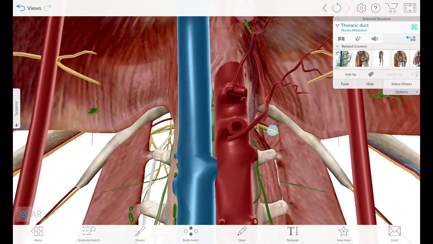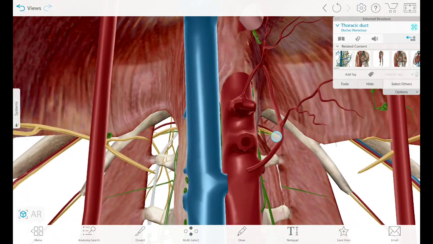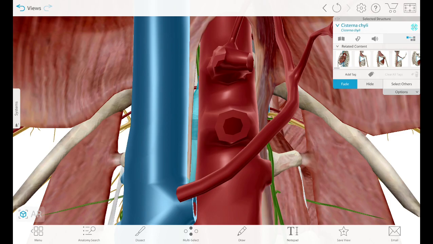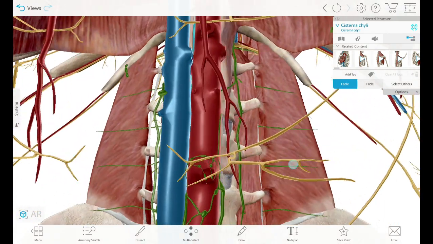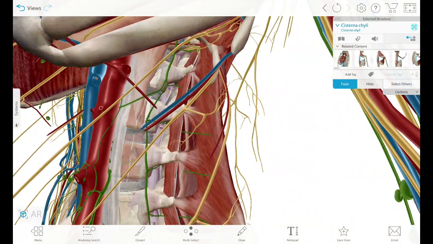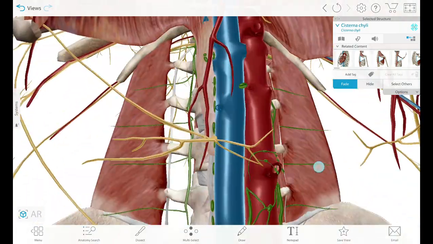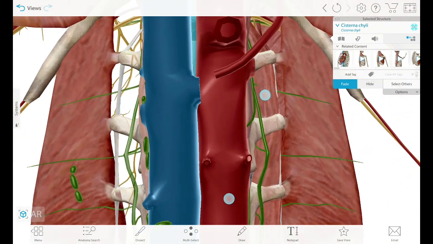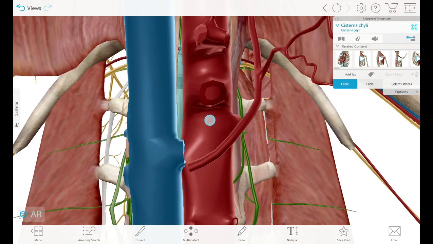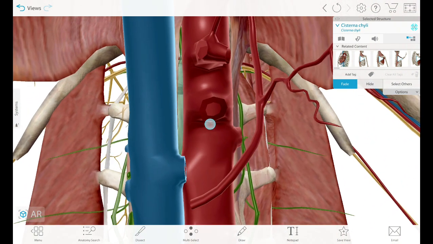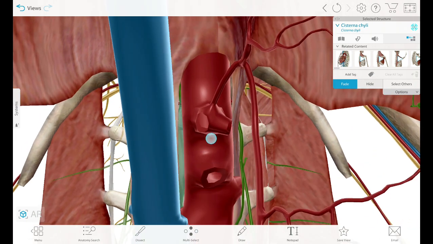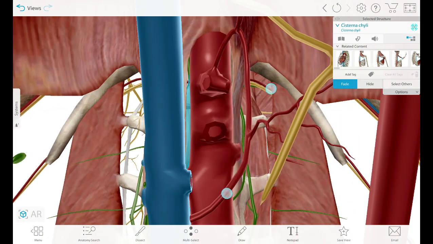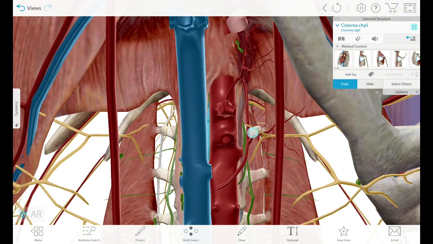So the thoracic duct also passes through this aortic opening, and the thoracic duct actually is the continuation of cisterna chyli. So if I rotate the model, you will be able to see the cisterna chyli, and the thoracic duct passes through this aortic opening, and one more structure passes through this aortic opening, and that is the azygous vein.